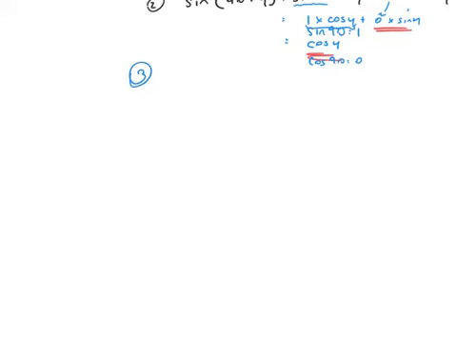Let's try something else then. Example 3 this time is, let's expand out sine 2 pi minus theta. Okay, so that will be sine 2 pi cos theta minus cos 2 pi sine theta. Okay, so what was 2 pi again? That's equivalent to 360 degrees.